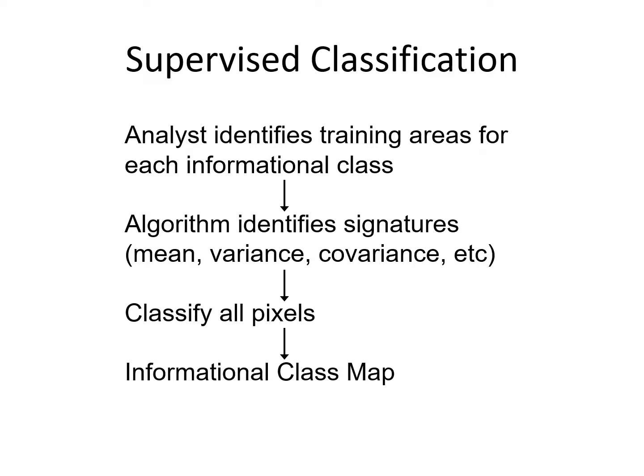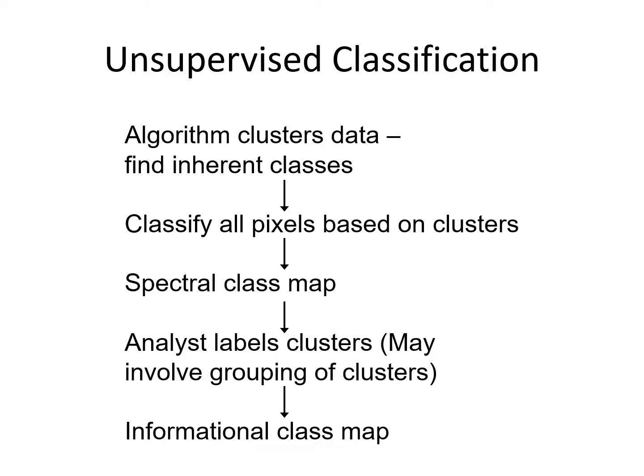So supervised classification: analyst identifies training areas, algorithm identifies the signatures, classifies all the pixels, generates a map. Unsupervised classification: algorithm clusters the data, finds inherent classes, classifies all the pixels, generates a spectral class map, analyst labels the clusters, could involve grouping, and you end up making an informational class map.